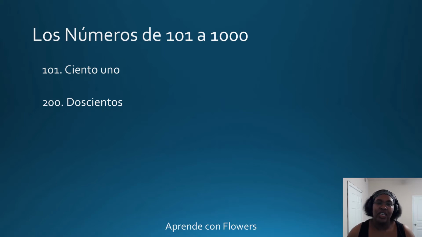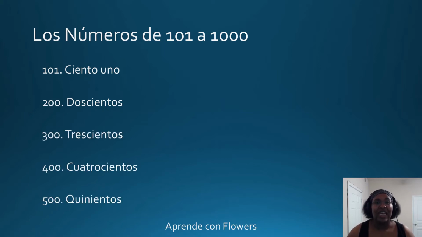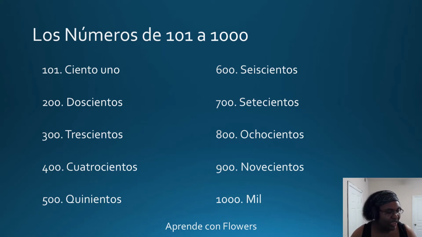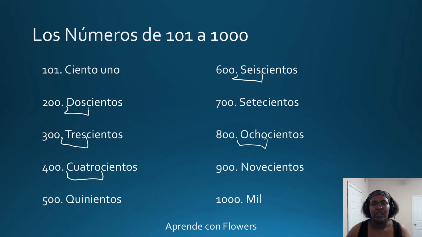After that, we have 200, 300, 400, 500, 600, 700, 800, 900, 1000. So if you can see with the cientos, the hundreds, we have 200, 300, 400, 800, and 600. Those are ones that follow the pattern. The ones that don't follow it are 500, 700, and 900. Why? I don't exactly know why, but they don't follow the pattern. So know that the 700s, the 500s, and the 900s, it's not going to follow the compoundness. So it's not going to be nueve cientos, it's going to be novecientos.